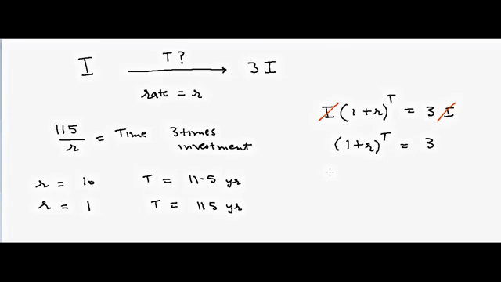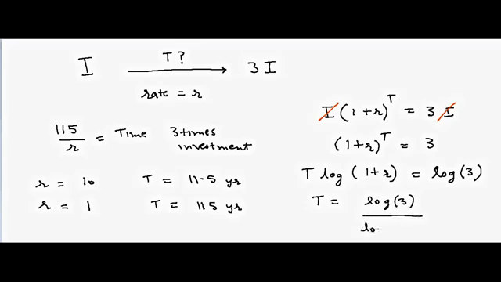If we solve this equation, we can take log on both sides. So log of (1 plus r) to the power t is equal to log of 3. So t is equal to log of 3 divided by log of 1 plus r. So let's try to solve this equation in Excel.